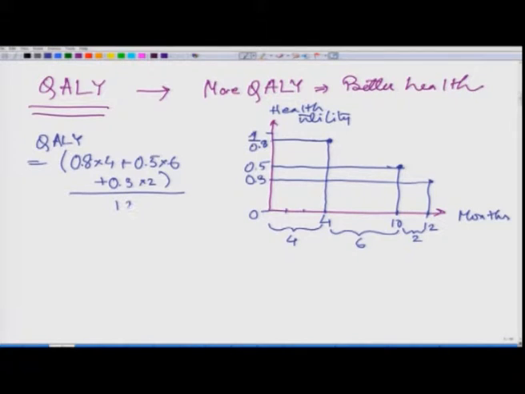Yeah, divided by 12, right? Otherwise, this is the total and I took the average of this total. Or if you prefer, you can write it like 0.8 into 4 by 12, the proportion of the year, plus 0.5 into 6 by 12 plus 0.3 into 2 by 12, whichever form you feel is good. Then you can estimate 3.2 plus 3, 6.2 plus 0.6, 6.8 by 12 is the total QALY, right?